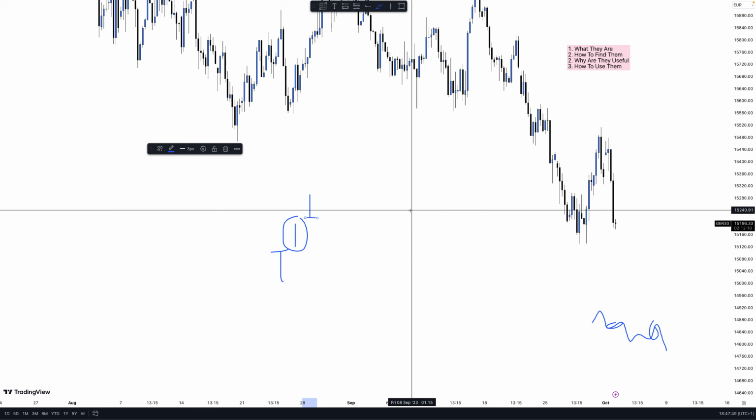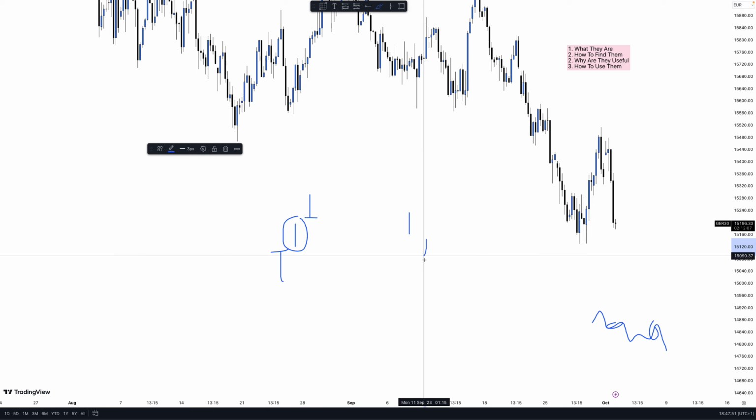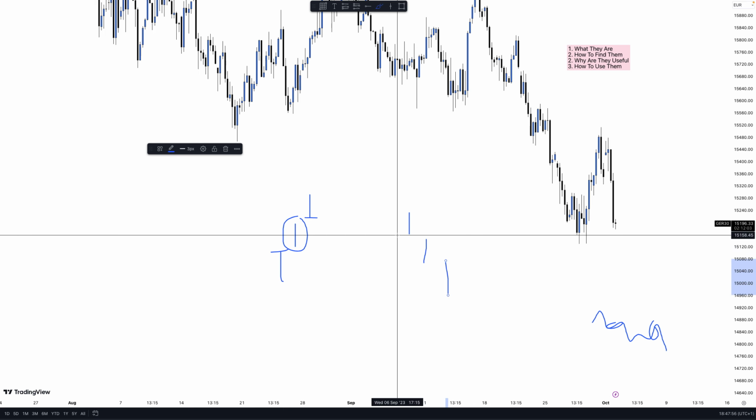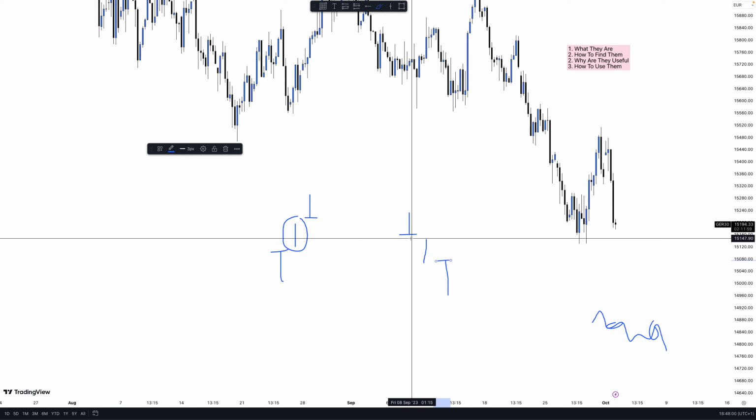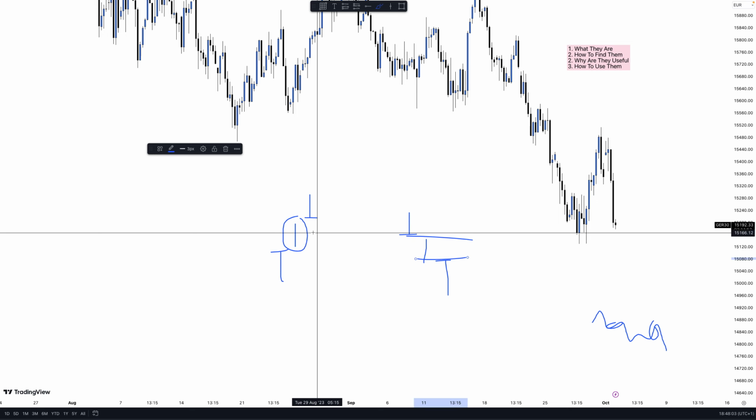And for a bearish one, it's the exact same thing. So down, down, down. Just imagine these as candles. So we have the bottom of this wick, sorry, and then the top of this wick. That's your fair value gap. Exact same thing here.